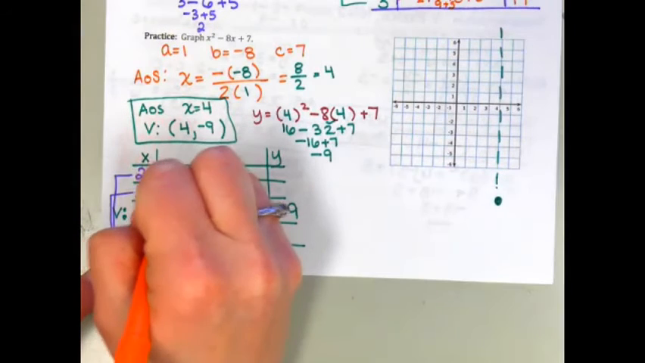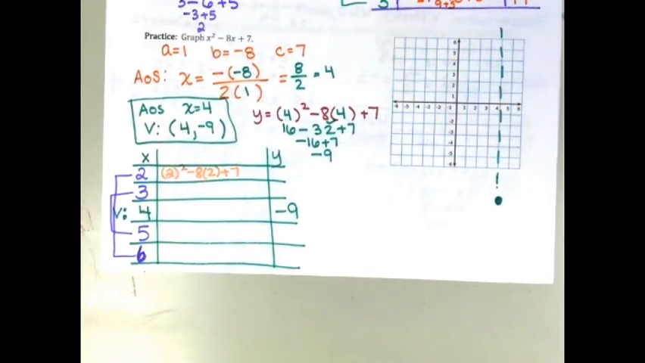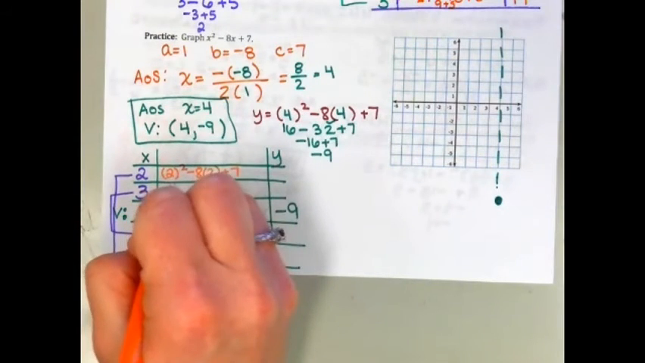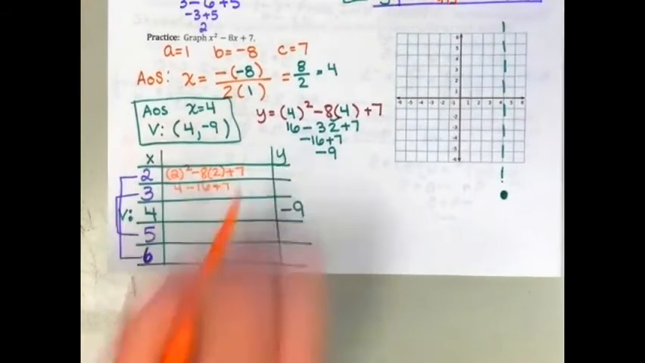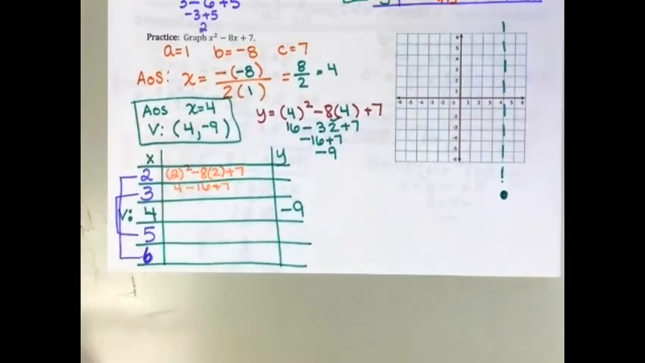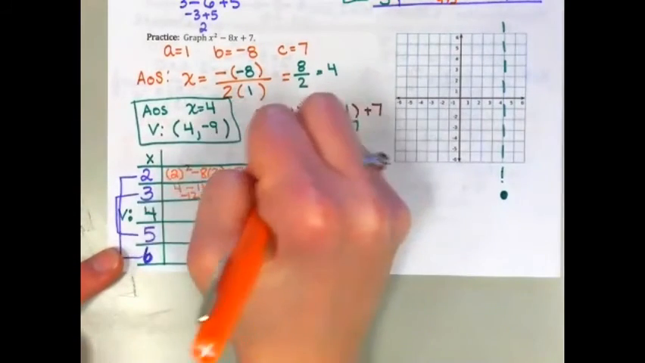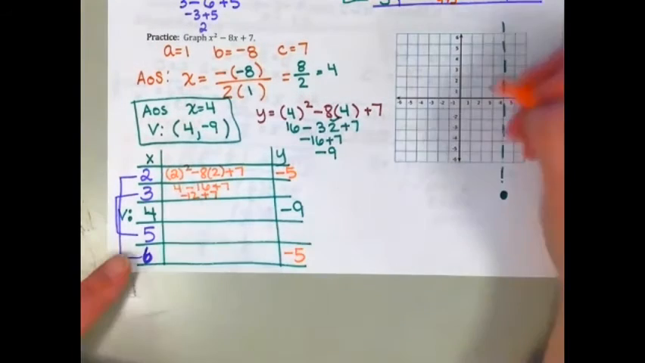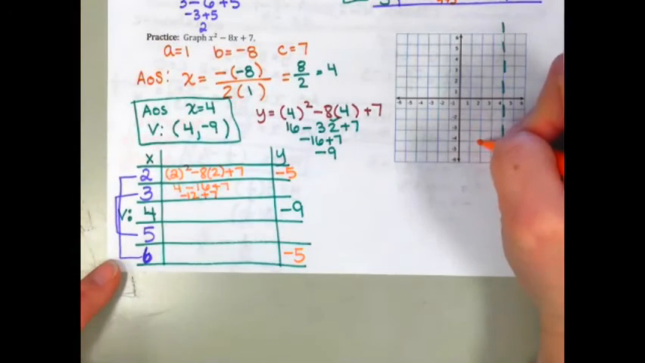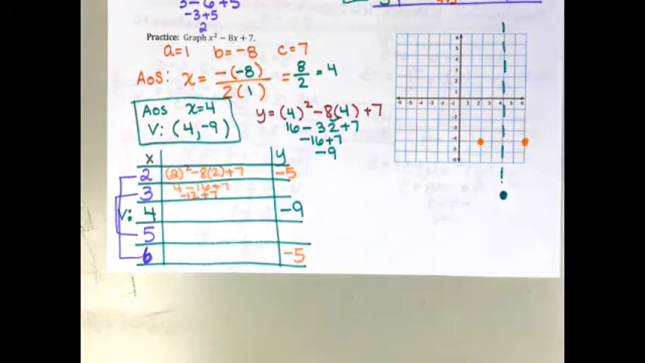So 2 squared minus 8 times 2 plus 7. 2 squared, 4. 8 times 2? 16 plus 7. What's 4 minus 16? Negative 12. And negative 12 plus 7? Negative 5. So we know 2 is negative 5. So what else will be negative 5? The 6. So can I graph 2, negative 5? 6, negative 5? And then can I go ahead and do the 3 now?